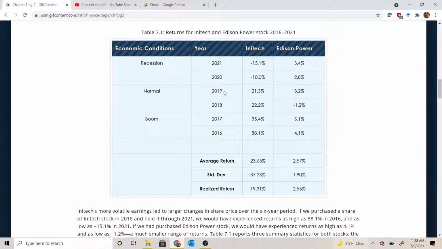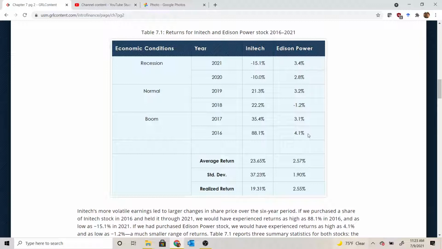In years 2018 and 2019, things were a little more normal. So more like 2-3% GDP growth per year, as opposed to a boom year, which would be, say, 6% or more GDP growth. So in 2018, 2019, things were a little more normal. We can see the returns for those two stocks. And then we entered a recession in 2020 and 2021, and we can see the returns for these two stocks. Okay, let's just take a look at the returns real quick before we look at the calculations.